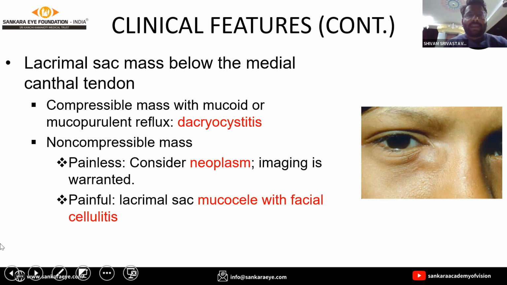If a lacrimal sac mass is present below the medial canthal tendon, and it is compressible with a mucoid or mucopurulent reflux, it is indicative of dacryocystitis. But if the mass is non-compressible and painless, we have to consider that it can be a neoplasm and further imaging has to be done. And if it is painful, it could be because of a lacrimal sac mucocele with facial cellulitis.